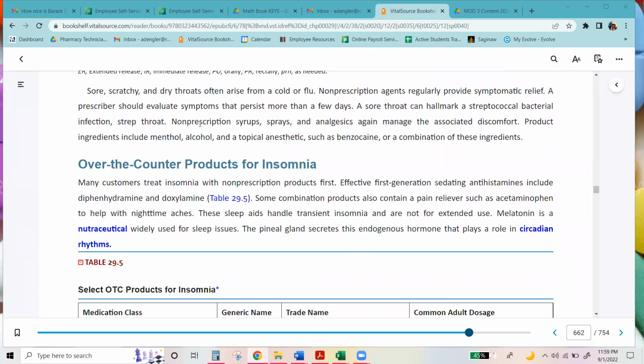Many customers treat insomnia with non-prescription products first. Effective first-generation sedating antihistamines include diphenhydramine and doxylamine. Some combination products also contain a pain reliever, such as acetaminophen, to help with nighttime aches. These sleep aids handle transient insomnia and are not for extended use. Melatonin is a nutraceutical widely used for sleep issues. The pineal gland secretes the endogenous hormone that plays a role in circadian rhythm.